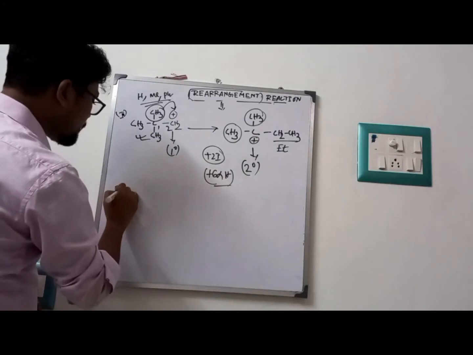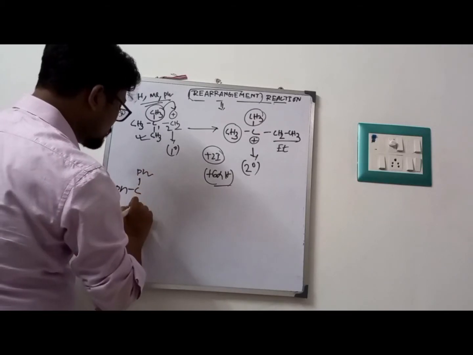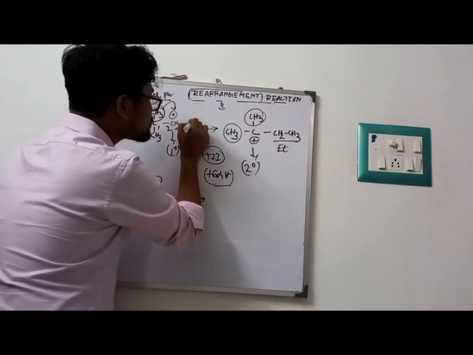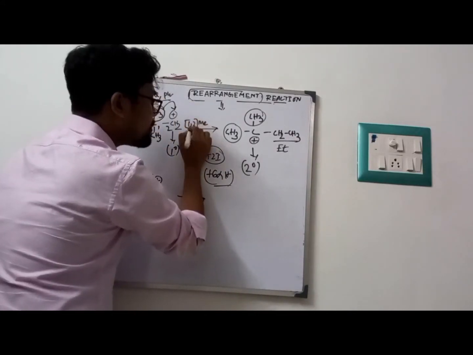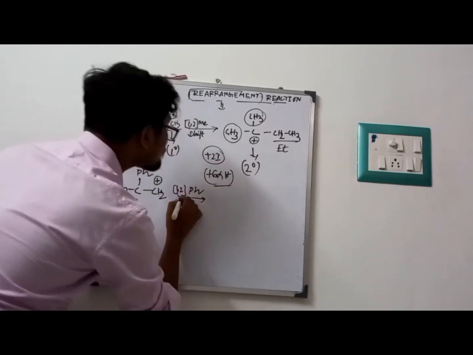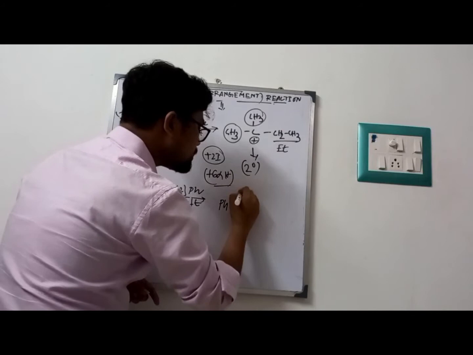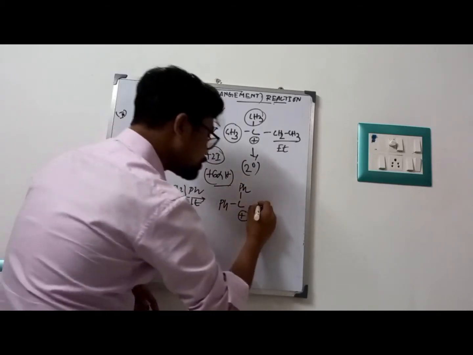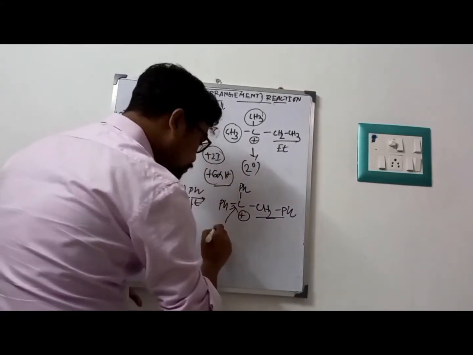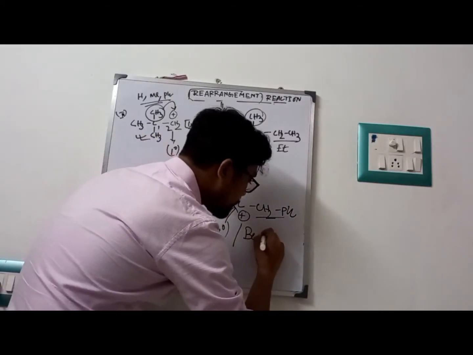If there is benzyl, suppose Ph CH2, then what happened? This is known as 1,2 methyl (Me) shift, and here 1,2 Ph shift. So after the Ph shift, what happened? Ph positive, CH2 Ph. Okay, fine. Look very carefully. This carbon is now 2 degree.